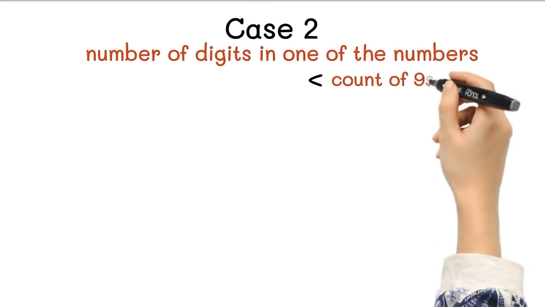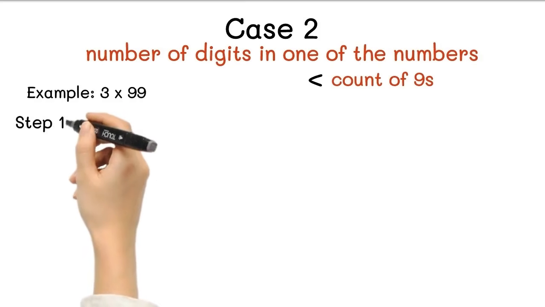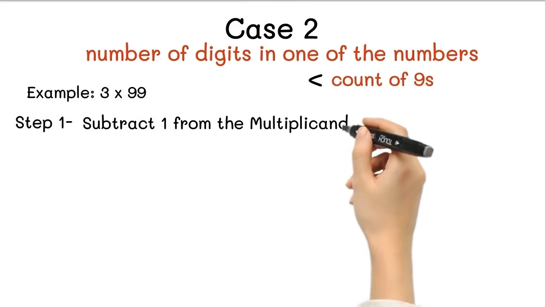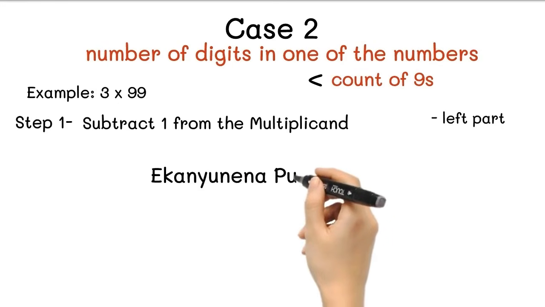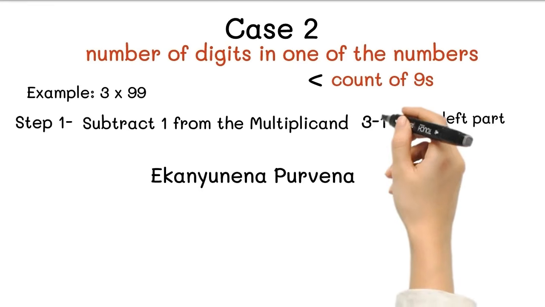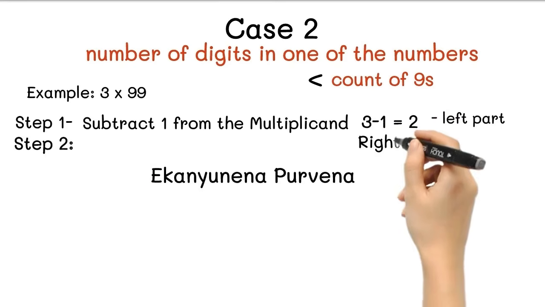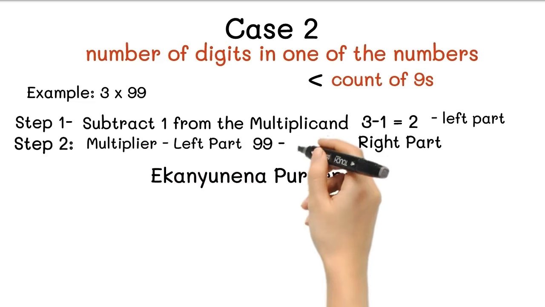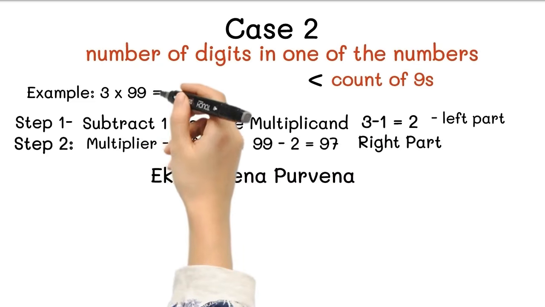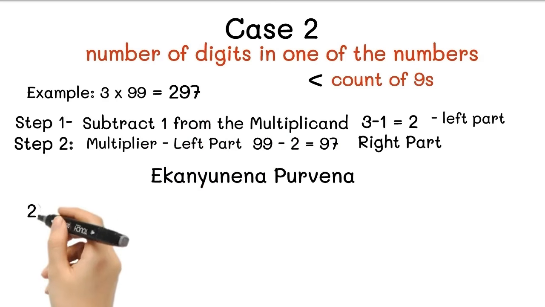Example, 3 by 99. Step 1. By subtracting 1 from the multiplicand, the left part of the answer is derived using the Ekanunena Purvena method. 3 minus 1 equals 2. Step 2. To obtain the right part of the answer, subtract the left part obtained in step 1 from the multiplier. 99 minus 2 equals 97. Therefore, 3 times 99 equals 297.